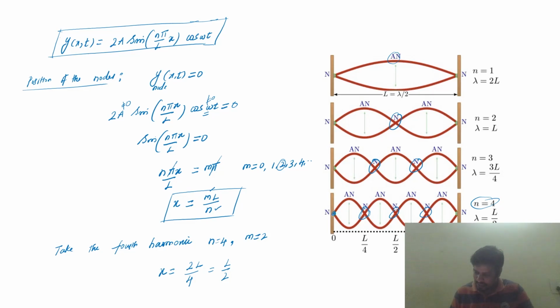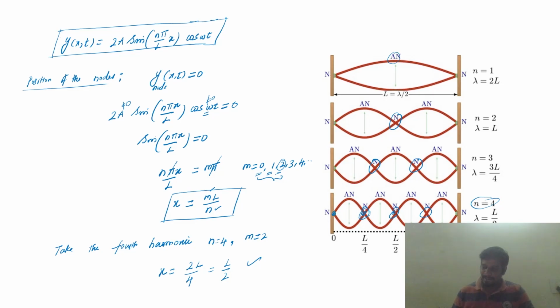Actually here, this is the starting point, the first nodal position. This is 2, this is 3. That means m equal to 0, 1, 2. By default, you take this from 0. This is the third nodal position. It's l by 2, so it is satisfying this condition.